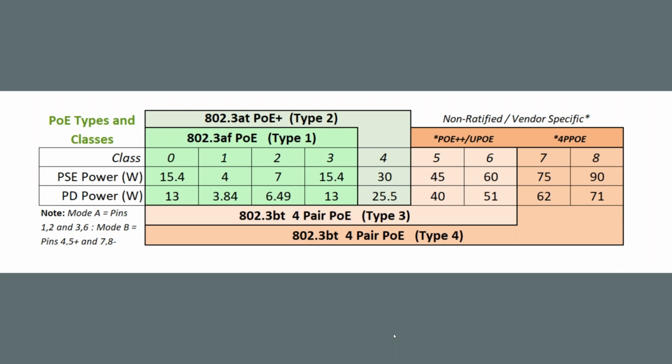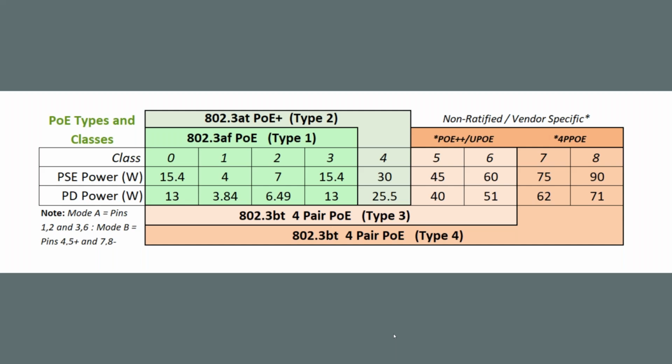They started with 802.3 AF. That's power up to about 15 watts at 48 volts. As technology improved, cameras and access points required more draw, so they created the 802.3 AT standard. That is up to 30 watts. It can also be known as PoE Plus. PoE Plus is kind of a generic term for 802.3 AT, but typically both mean 48 volt up to 30 watts of power.